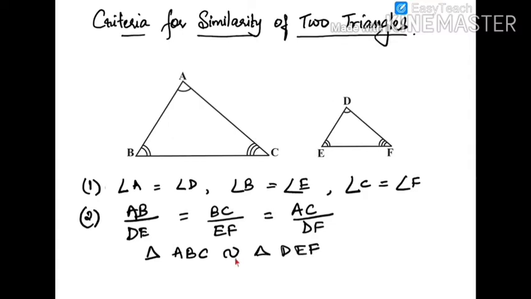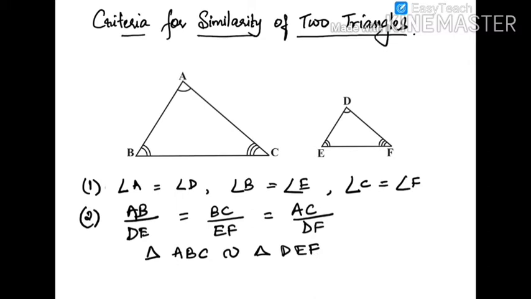Notice the symbol for similarity. It is a sleeping S without an equal to sign. Also notice the order of correspondence. Vertex A corresponds to D, vertex B corresponds to E, and C corresponds to F. Side AB corresponds to DE, side BC corresponds to EF, and AC corresponds to DF.